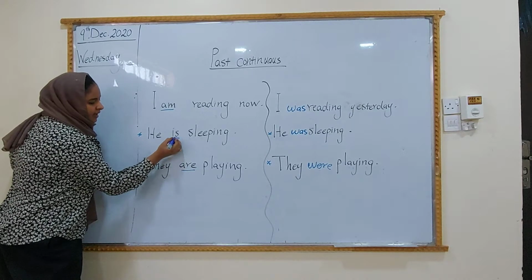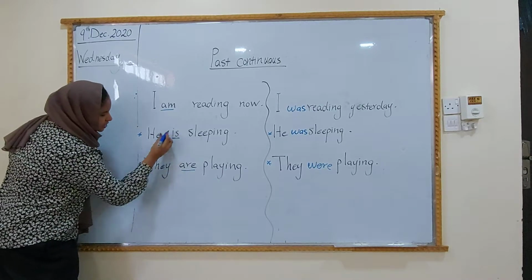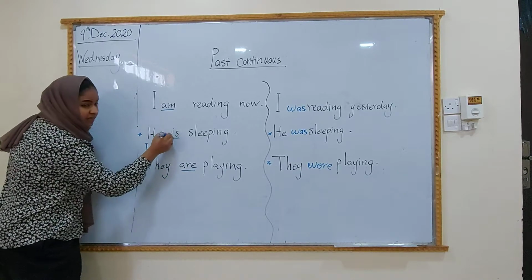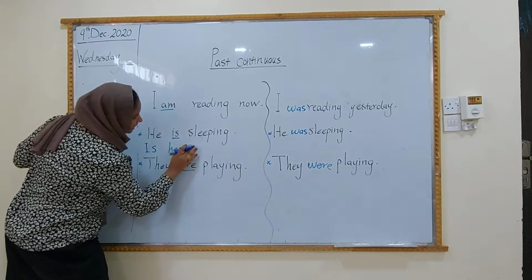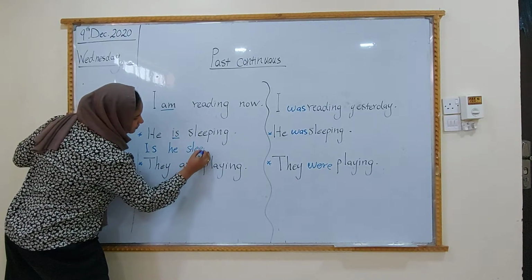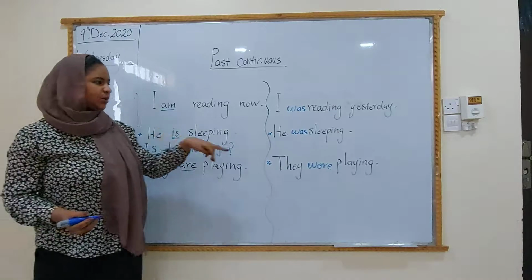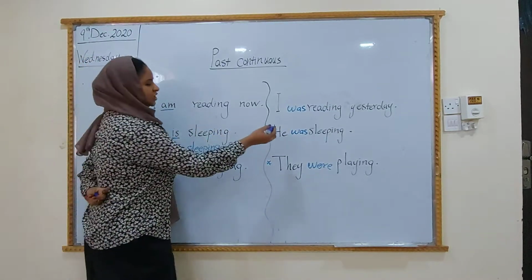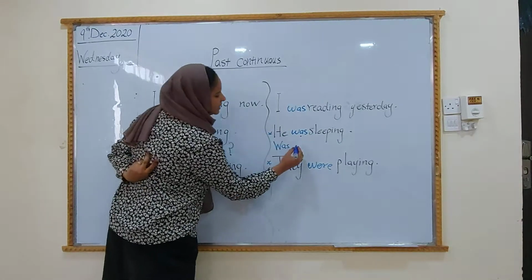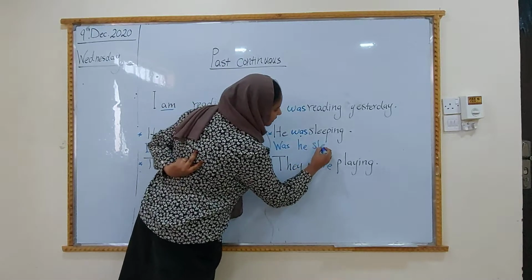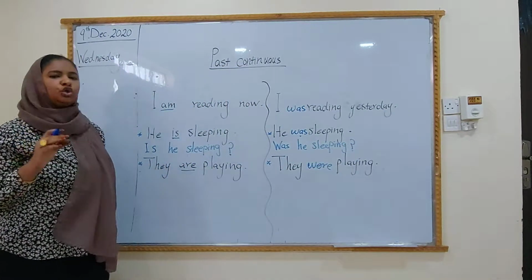Okay? If I want to make a question from this sentence, we just move the helping verb to the beginning of the sentence. So it's going to be here: "Is", and change the "h" into a capital "H". Is he sleeping? Yes, he is, or no, he isn't. If I want to make this question in the past, I will take "was" to the beginning of the sentence with a capital W. Was he sleeping? Yes, he was, or no, he wasn't.